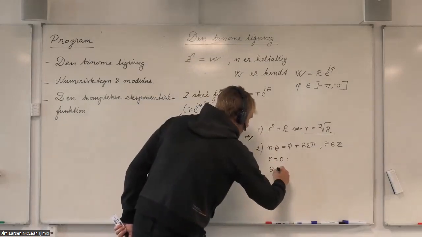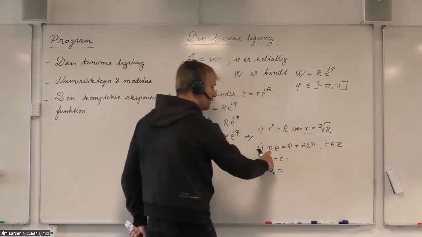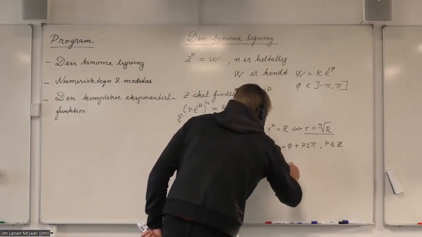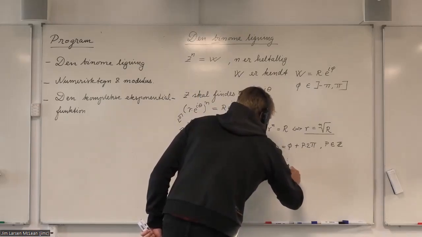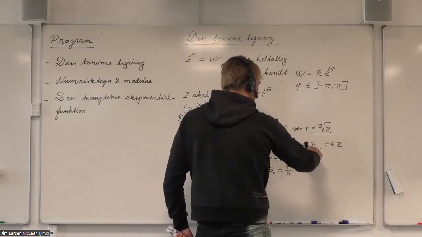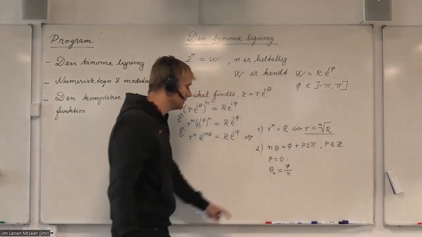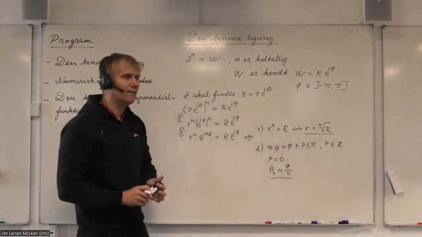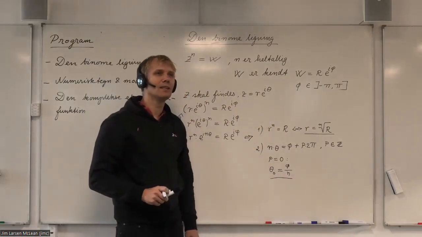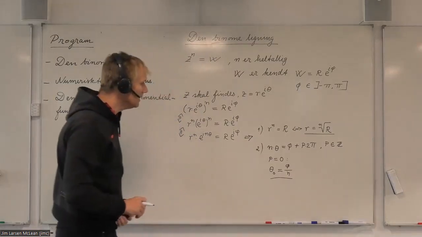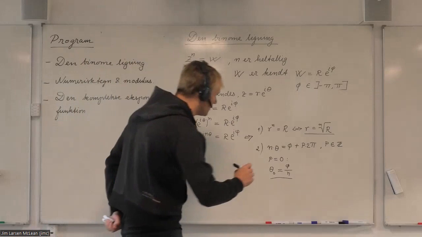And I just find it by dividing this equation by n. So phi stands alone, and that means it's going to say phi divided by n. And when p was 0, this term disappears. So there's no more dividing needed. That's the answer. This here is an angle that works. At that angle, there's going to be an nth root of w. Are there any others? Yes, there are. Let's try putting 1 in.